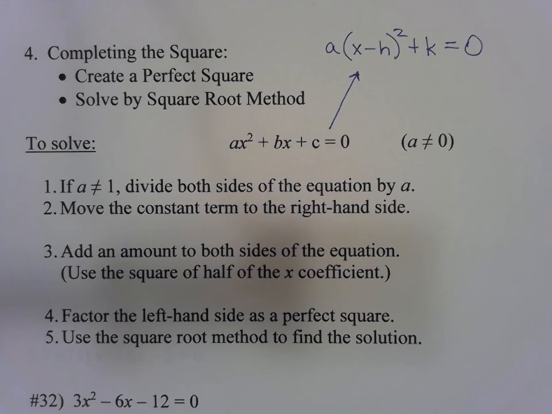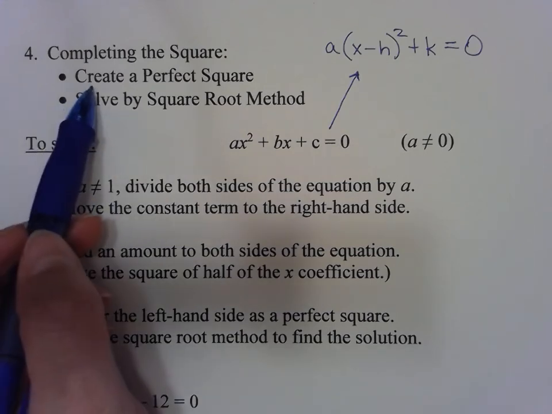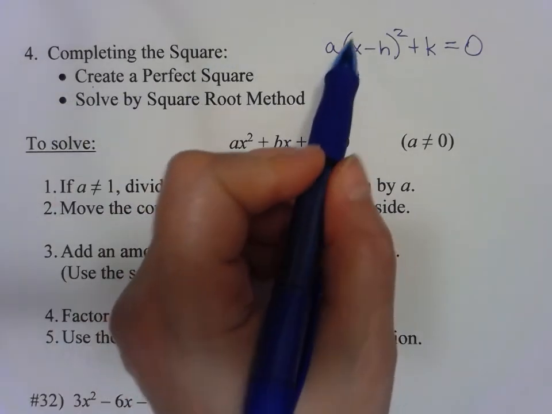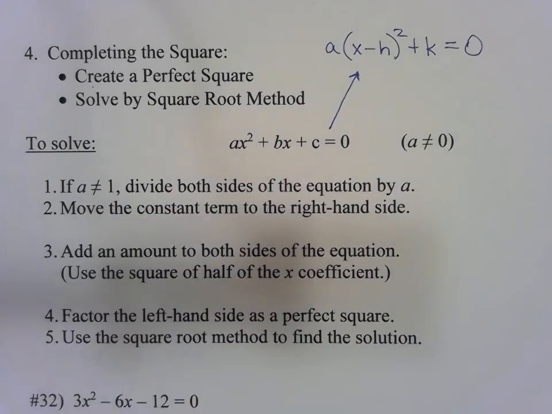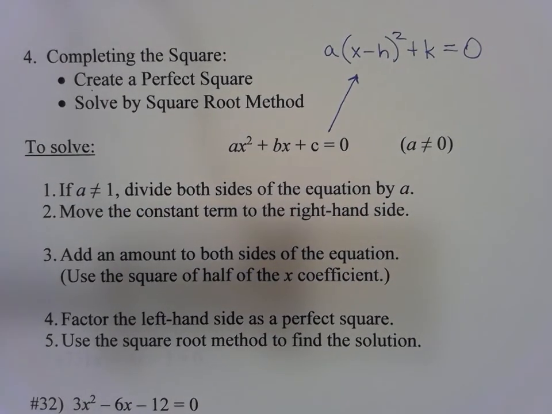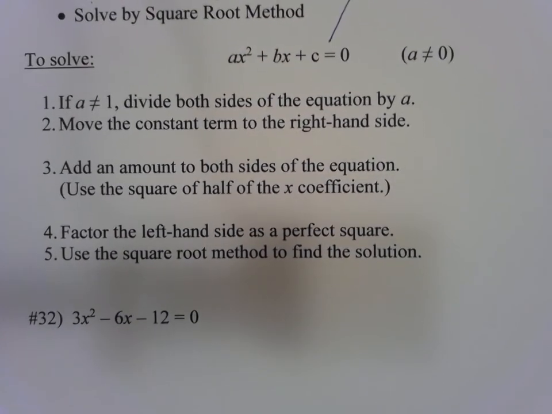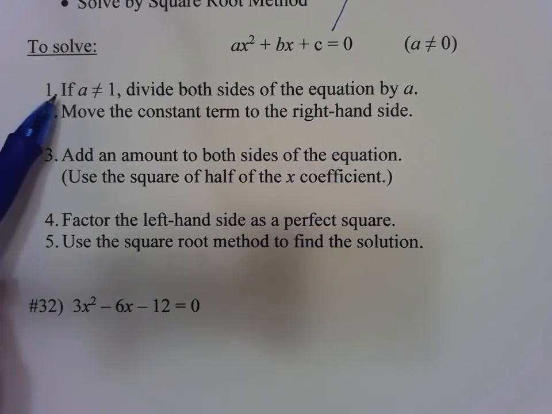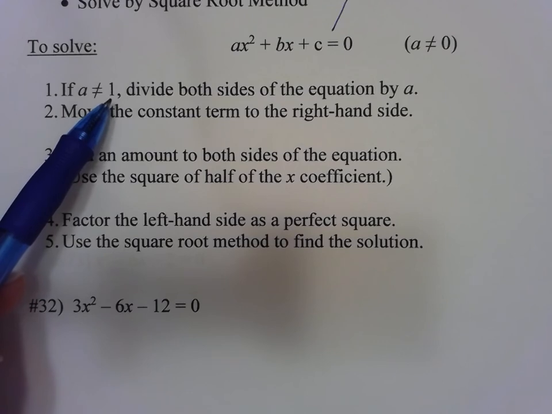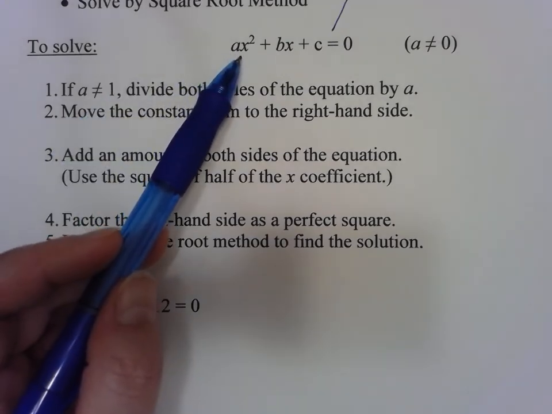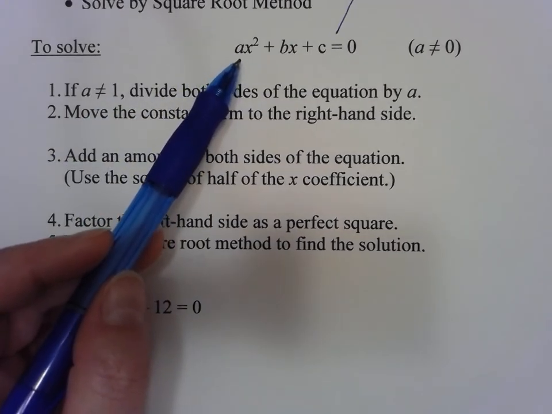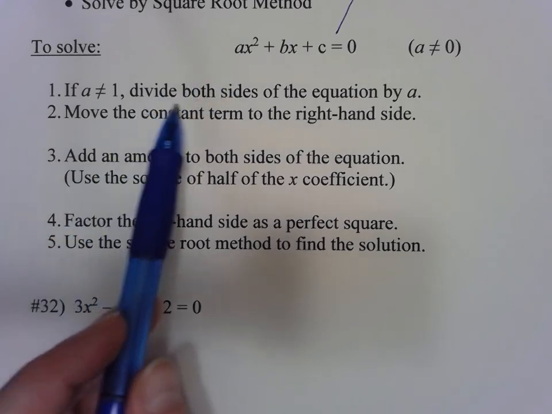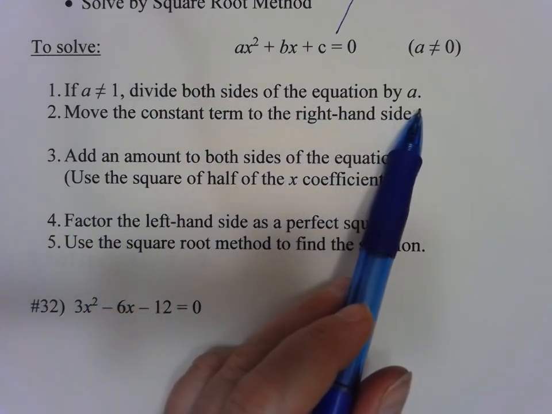So the idea is to create a perfect square like this, parentheses squared, and then solve it by the square root. Okay, so there are some steps to do that, and I've outlined them here. The first step is if the a is not 1. So if I don't have just x squared here, if I have 2x squared or anything else, I'm going to divide both sides of the equation by a.